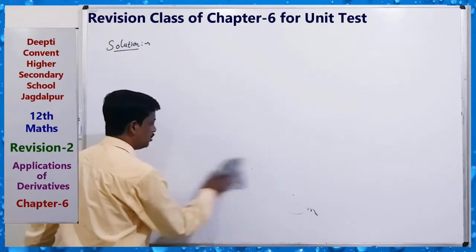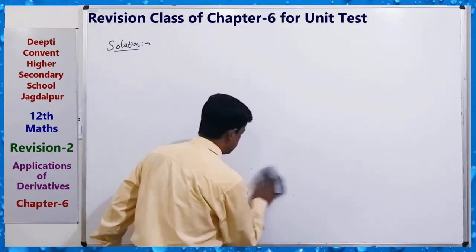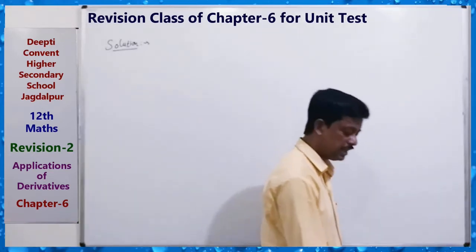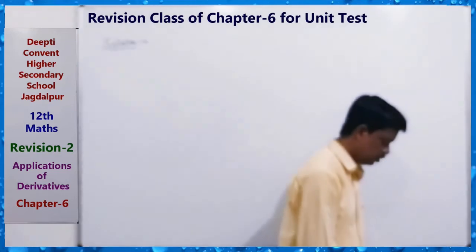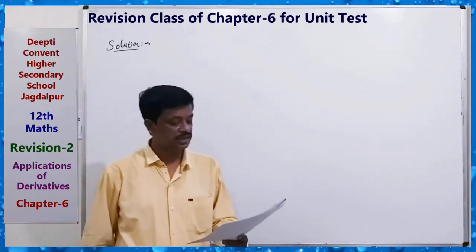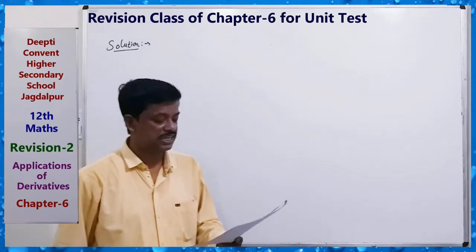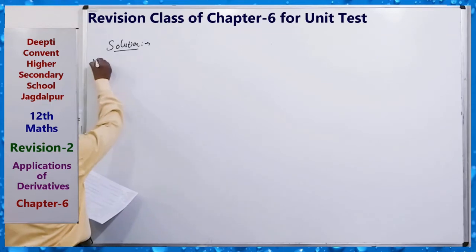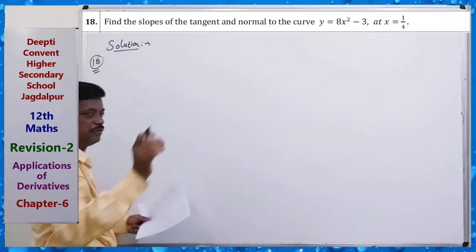So we require two things. What? The point of contact, and another is the slope of the tangent or the slope of the normal. So you can see question 18. Question 18 is to find the slope of the tangent and normal to the curve. This is a very simple question.